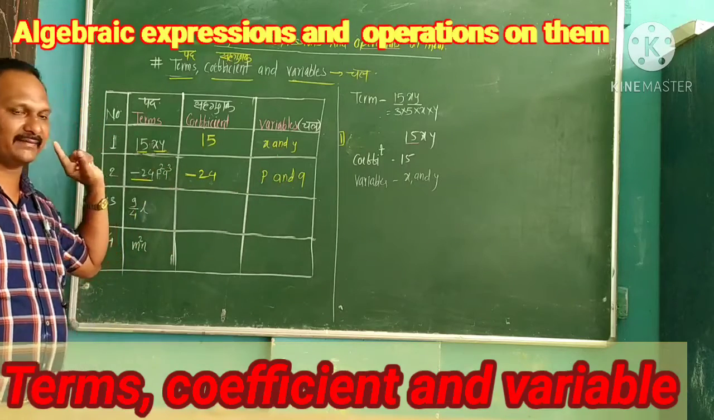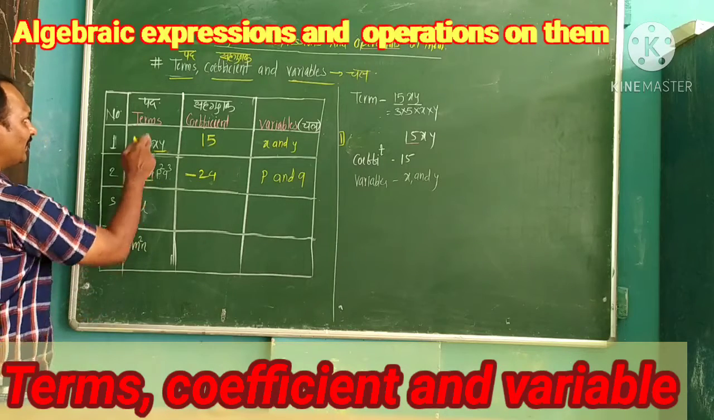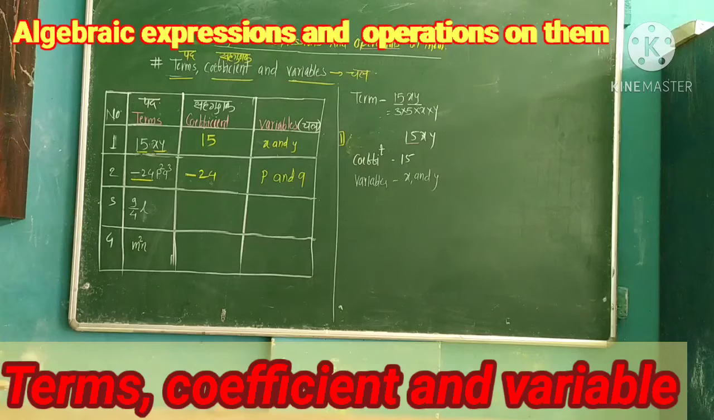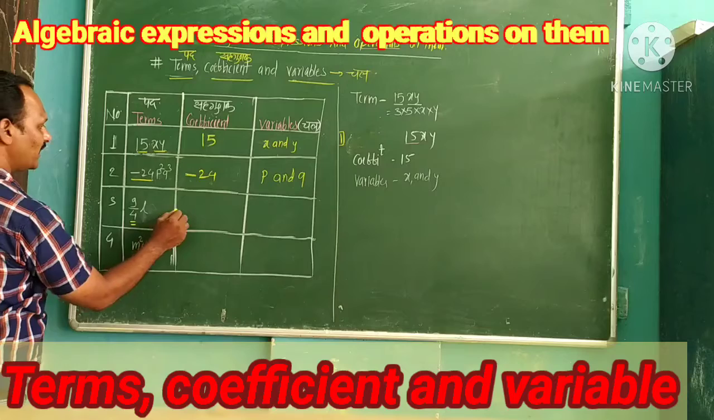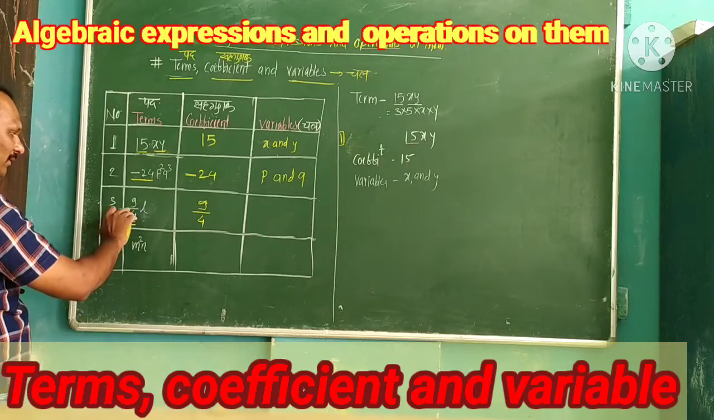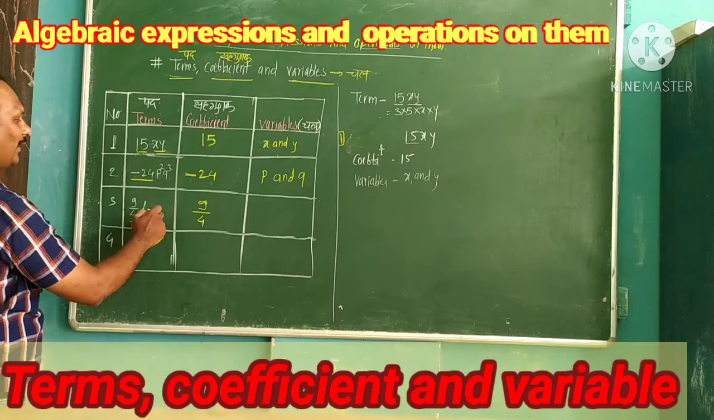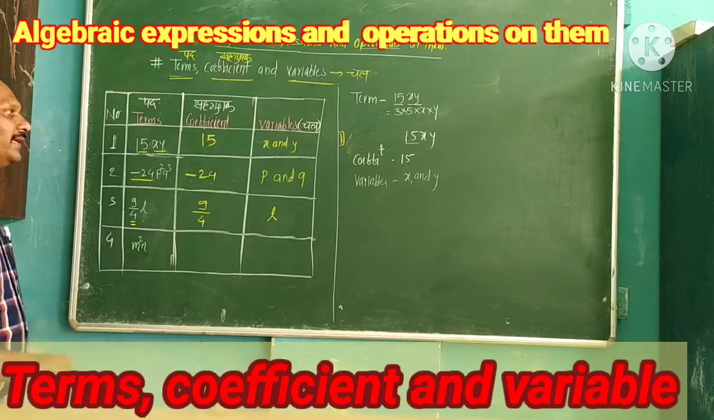Now third, 9 upon 4 L is the term. Now write what is the coefficient. The coefficient is 9 upon 4, in front of the variable L. And the variable is L. L is the variable in this term.